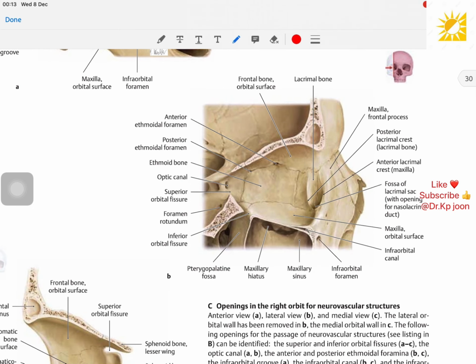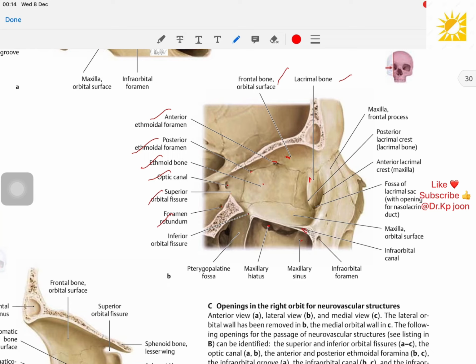B. It's the lacrimal bone, it's the frontal bone orbital surface, it's the anterior ethmoidal foramen, it's the posterior ethmoidal foramen, it's the ethmoid bone, it's the optic canal, it's the superior orbital fissure, it's the foramen rotundum, and it's the inferior orbital fissure, and it's in the pterygopalatine fossa, and it's the maxillary hiatus, it's the maxillary sinus, and it's a foramen, the infraorbital foramen.